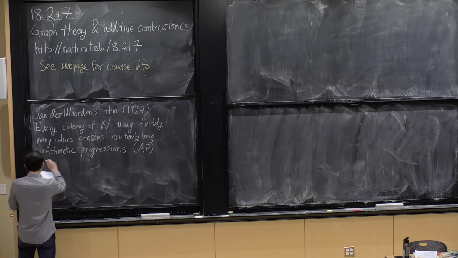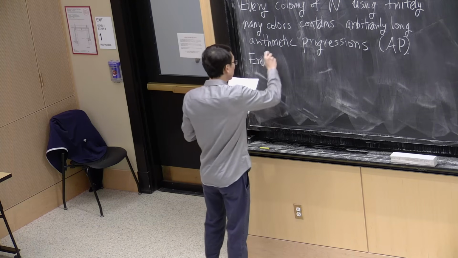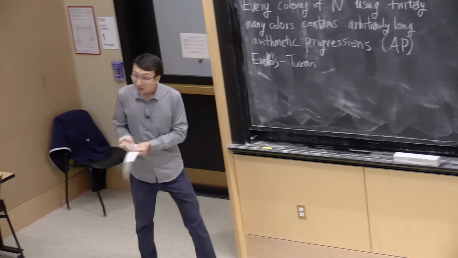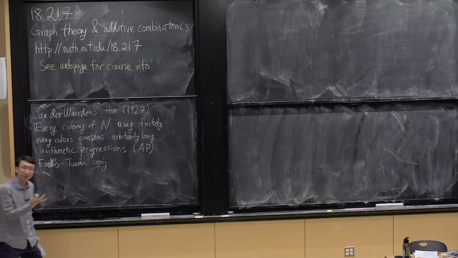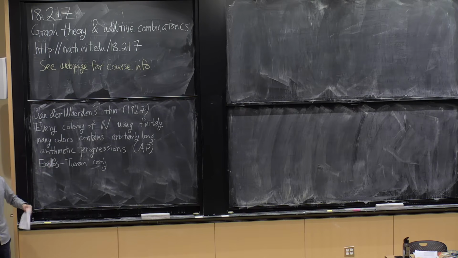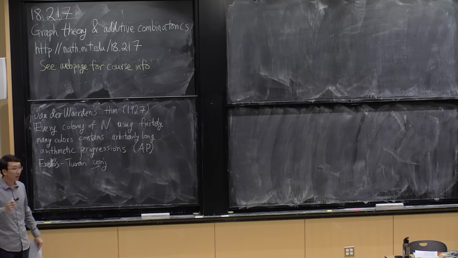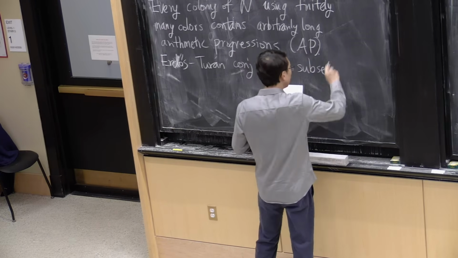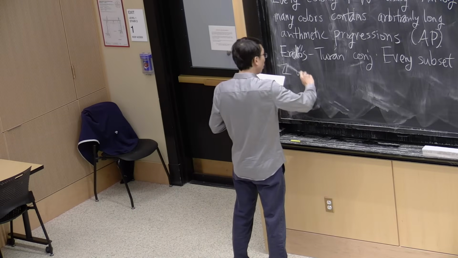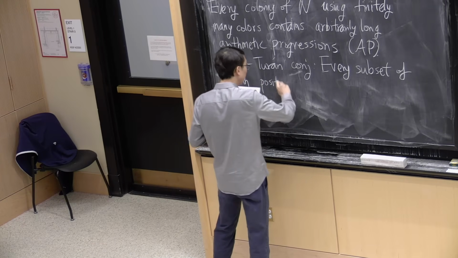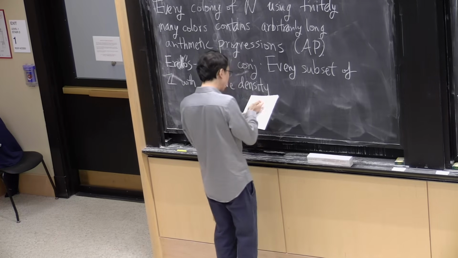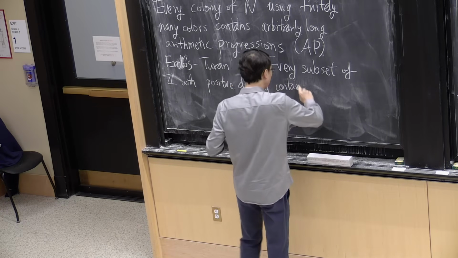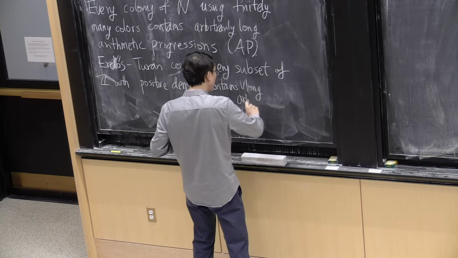So Erdős and Turán in the 30s conjectured that the true reason in van der Waerden's theorem for having long arithmetic progressions is not so much that you're coloring. It's just that if you use finitely many colors, then one of the color classes must have fairly high density. Right? So one of the classes, if you use R colors, has density at least 1 over R. And they conjectured that every subset of the positive integers, or the integers, with positive density, contains arbitrarily long arithmetic progressions.